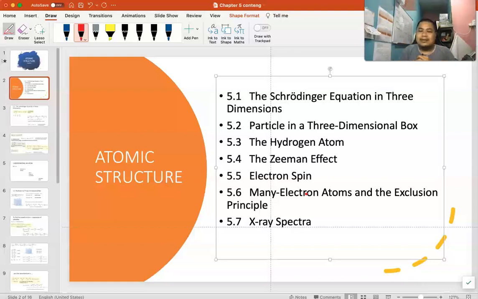After that, we will return to X-ray spectra that we learned in a previous chapter, I think chapter 3. We want to understand it further using what we know about the nature of the electron inside an atom. Alright, so we will continue to the first topic, the Schrödinger equation in 3 dimensions.